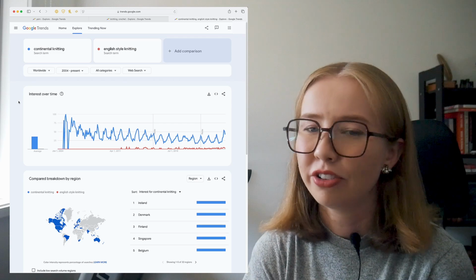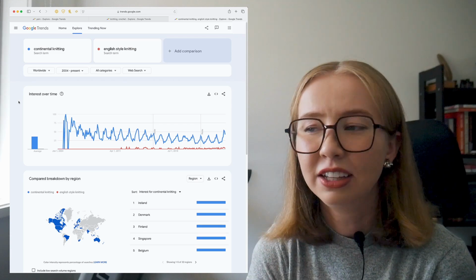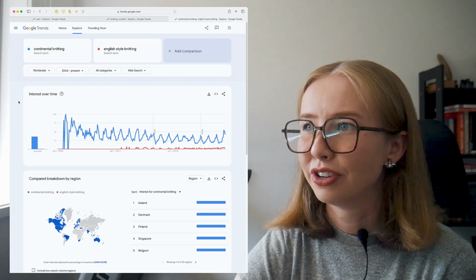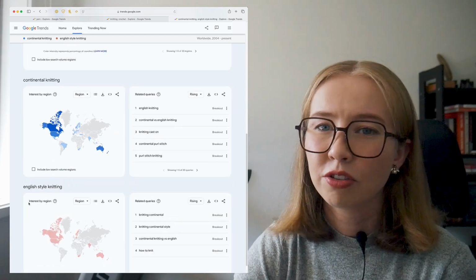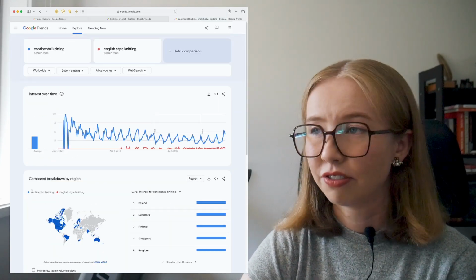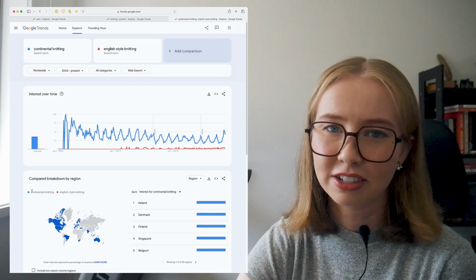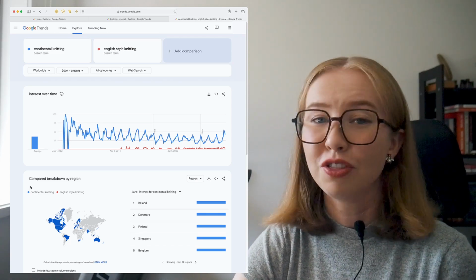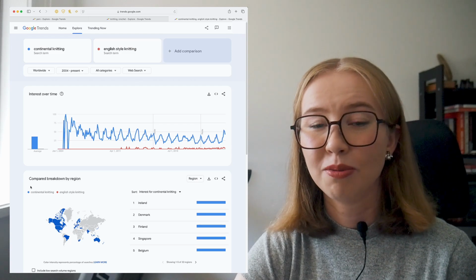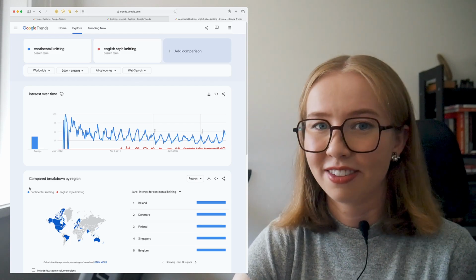I think there's too much overlap with the name English style and all the other ways that people search for English knitting. I think this is as close as we're going to get. And if you take this graph as gospel, this is telling us that continental knitting absolutely blows English knitting out of the water. If you think of a better way to compare these two terms, please let me know. I'd be really interested to try this again.